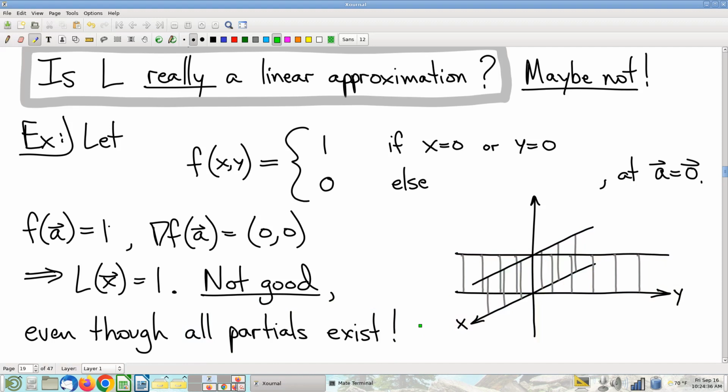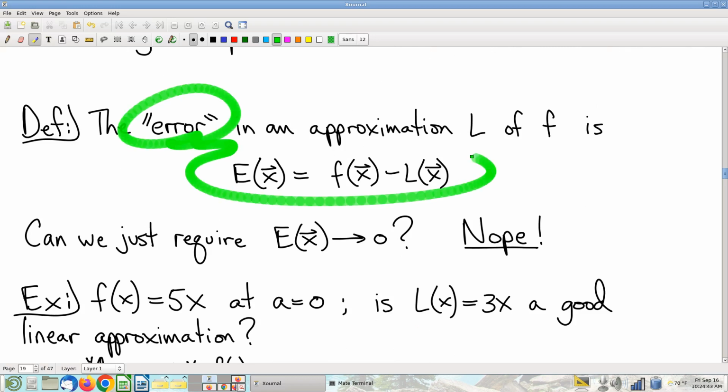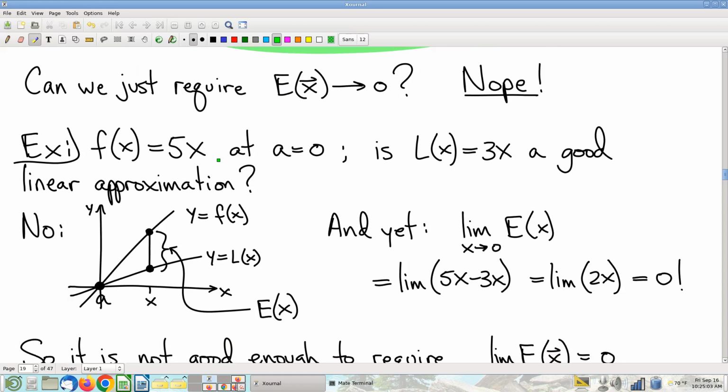Right? So, well, what else could it mean? Here's a take a lot of people give, and that is, let's define error in an approximation in the obvious way. And if we want linear approximations to be good approximations, what about if the error approaches 0, right? That sounds pretty good. Error is bad. If it goes to 0, isn't that good? Tempting. Here's the thing. This is not actually very good. And here's an easy case in point.